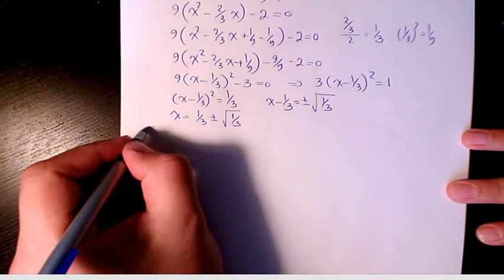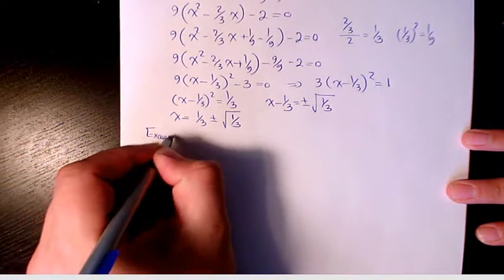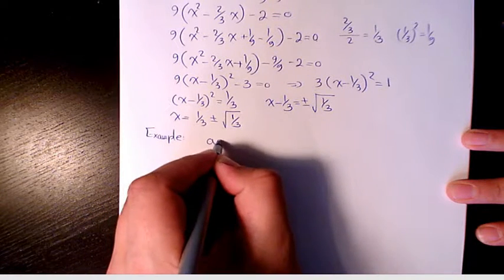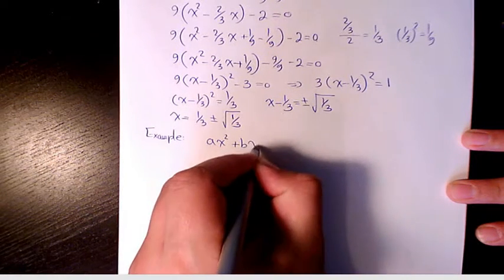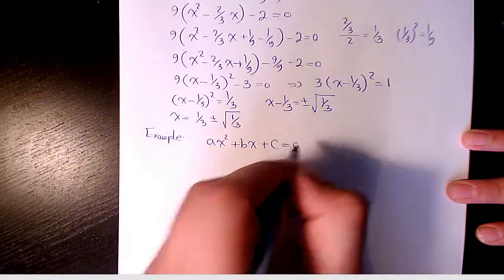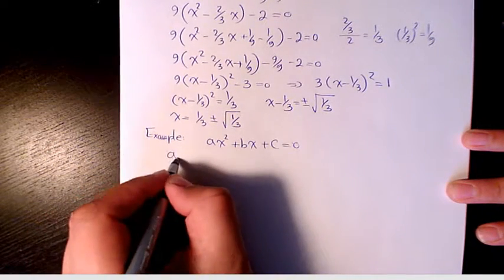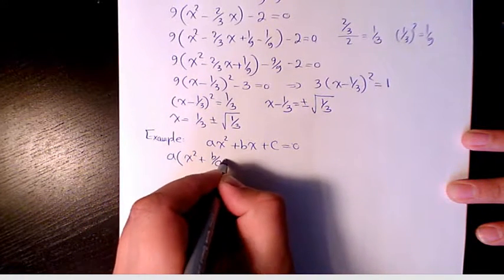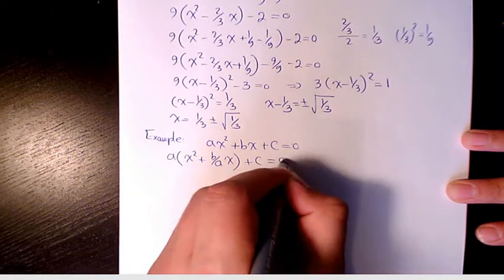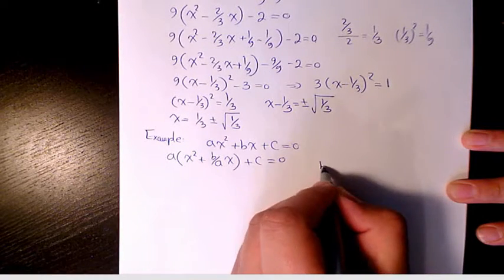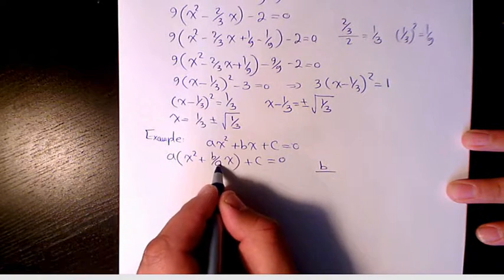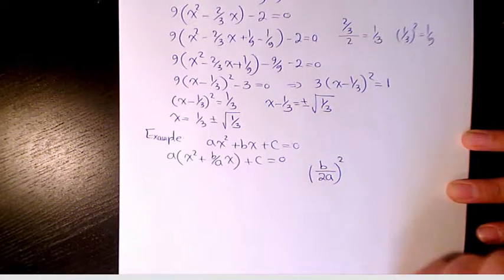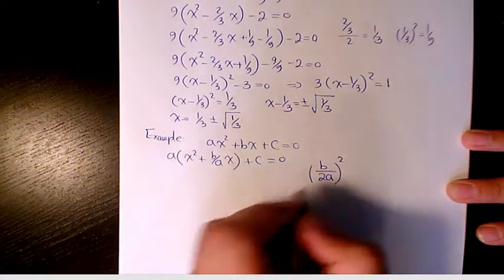Next example. That's going to be ax squared plus bx plus c equals 0. I factor a here from the first 2 terms. It's going to be a times x squared plus b divided by a x plus c equals 0. And here I have b over a divided by 2, which is going to be b over 2a. Then I need to square this.